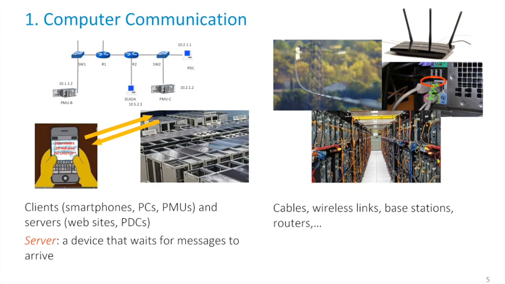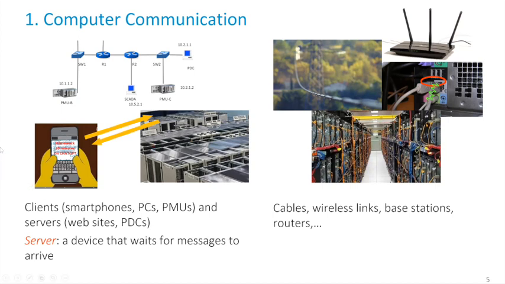So a server is a device that is waiting for messages to arrive and to do some job, as opposed to a client that doesn't have to wait, which does it on demand. When a client has something to send, it sends it to the server, and the server is ready listening to things. So that's the definition of client and server. So that's, I would say, the visible and useful part of computer communication.